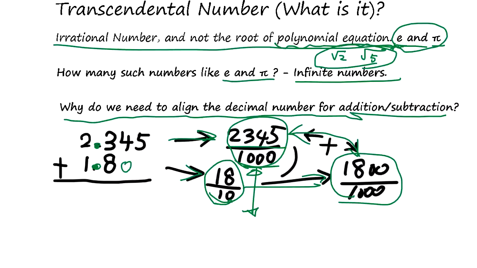Actually, you are aligning the number of digits below the decimal point rather than the decimal point here. The number of digits below the decimal point has to be aligned in order to add or subtract. So now you know the reason why we have to do this.